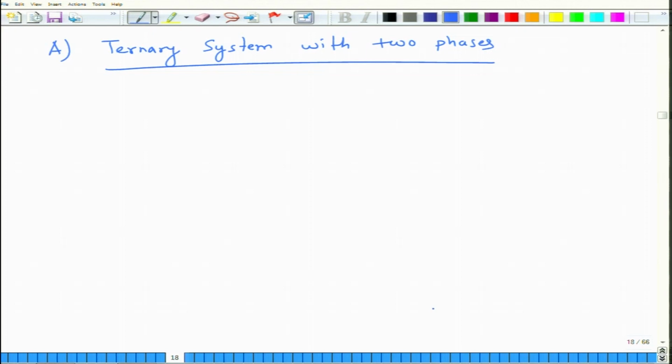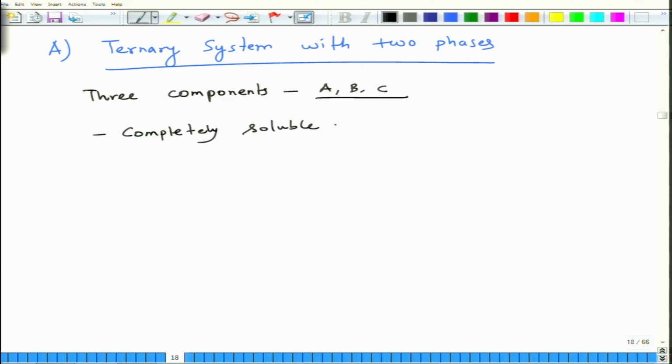So, let us begin with the ternary system that contains 2 phases, and so you have 3 components, A, B and C. The condition is they are completely soluble in each other in both liquid as well as solid states.